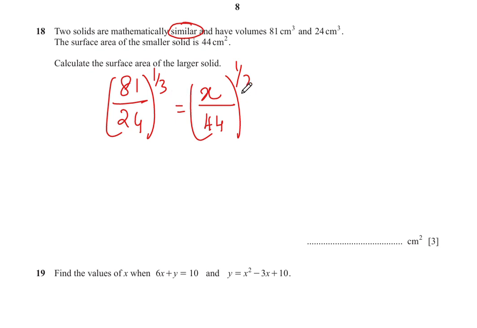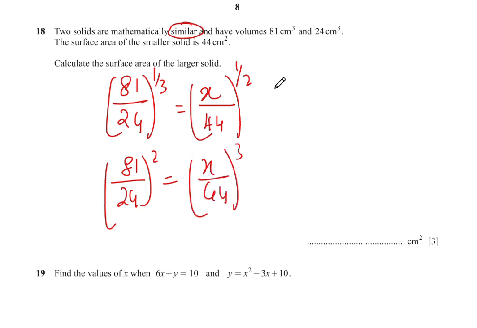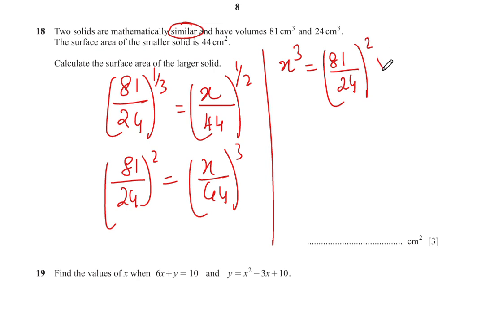Now what I am doing is, the square root I am going to take to the opposite side, and the cube root I am taking to the opposite side. So it will become 81 by 24 the whole square, and this will become x by 44 the whole cube. From this I have to solve for x. So x cubed is equal to 81 by 24 the whole square into, bringing this 44 cube to this side, 44 cube.